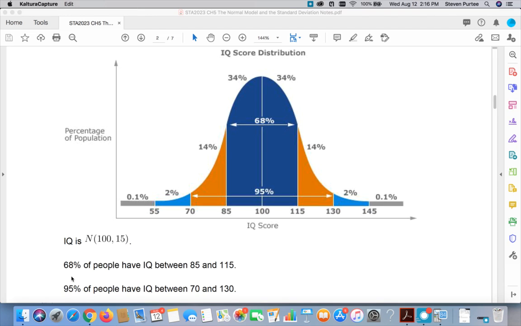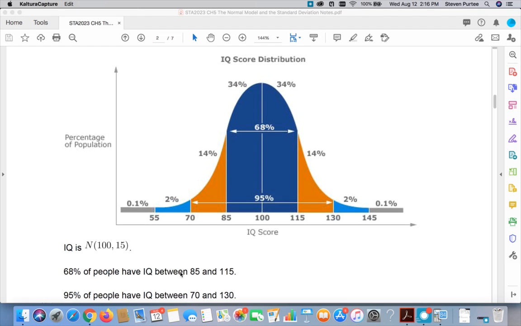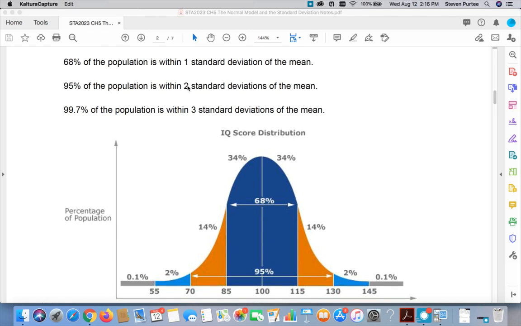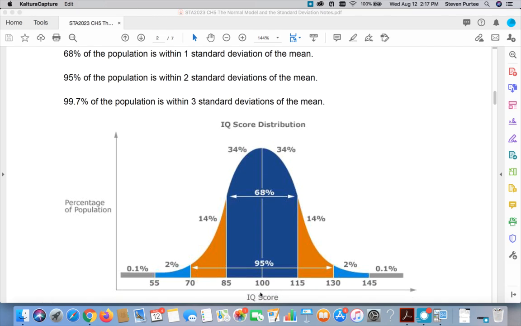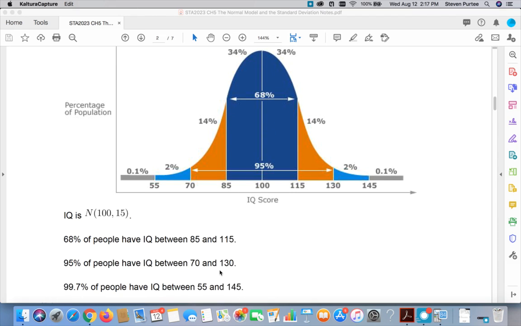95% approximately of your population is within two standard deviations of the mean. So if we start at the mean 100 and I go down 15 twice and up 15 twice, now I've covered 95% of the entire population, are between here and here, between 70 and 130.